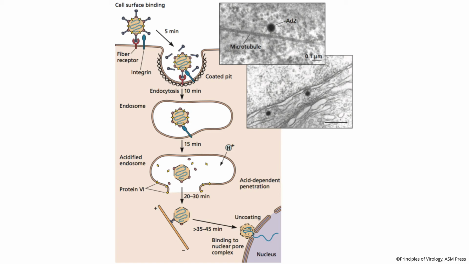Now, what about viruses like poliovirus here with a capsid? There's no membrane to fuse. How do you get the genome out of this very stable shell? So let's talk about that for a bit.